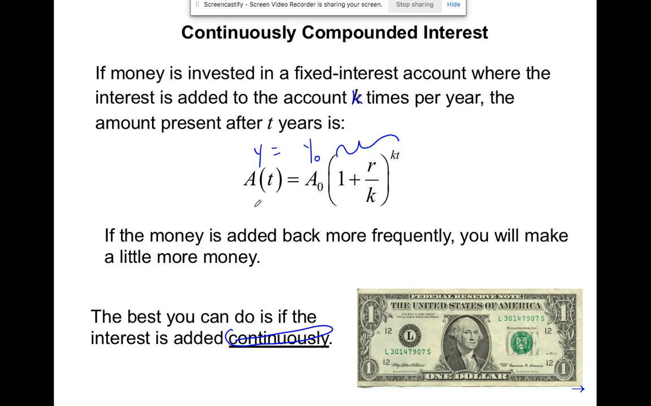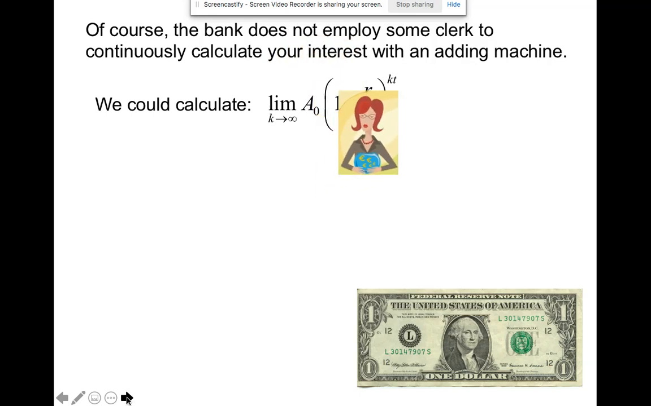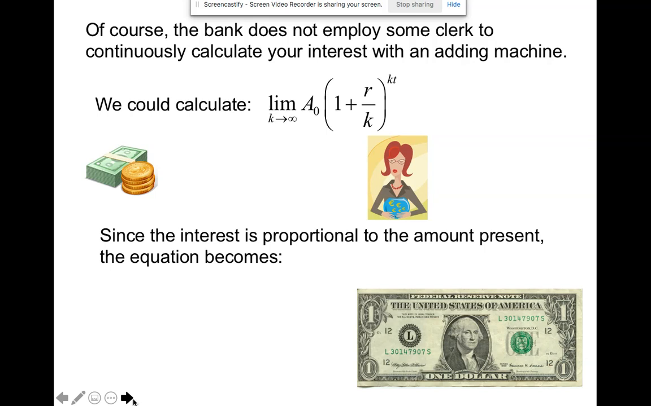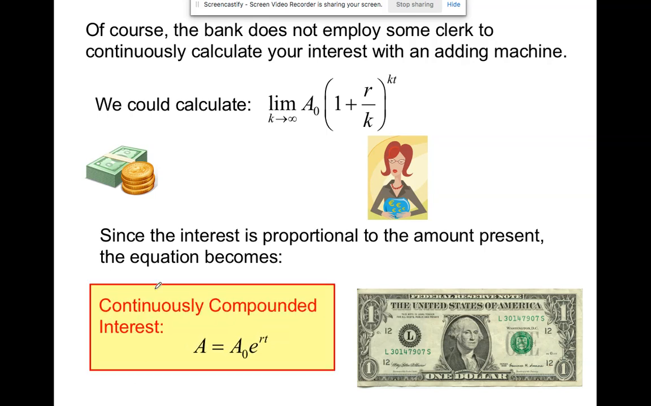So to go from here to continuously takes a limit. But of course, there aren't actually people in the bank doing the limit of this, right? This is a limit as the number of times goes to infinity. But what that turns out to be, since the interest is the rate of change, is proportional to the amount present, here's what you get. The amount you have over time is the initial amount times e to the rt.